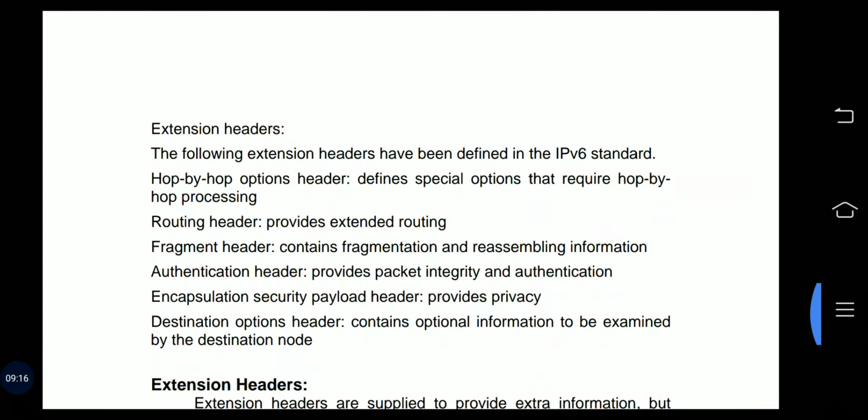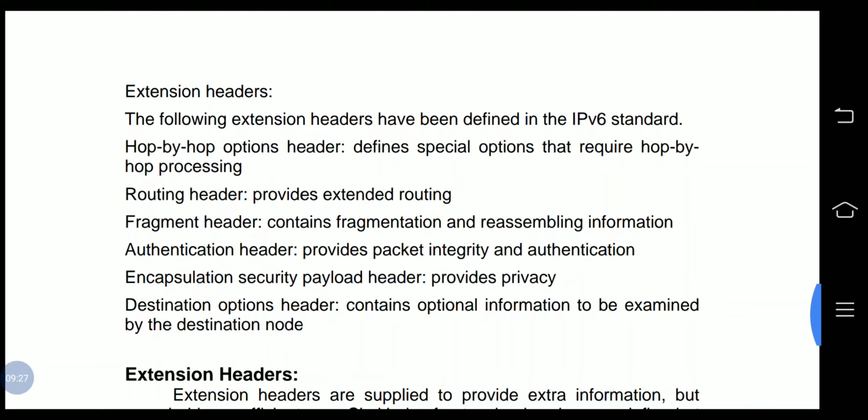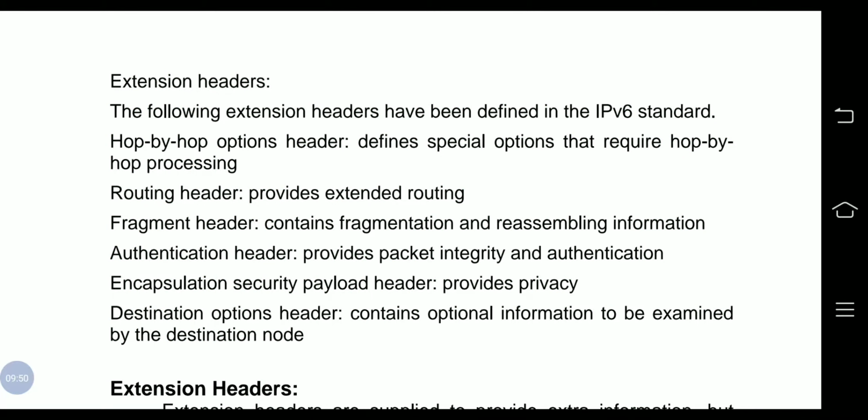So we'll look in detail at the extension headers. What are the extension headers? The following extension headers have been defined in the IPv6 standard. First is the hop by hop option header. It defines special options that require hop by hop processing. Hop means the next destination. For example, we discussed this in the traceroute command. If you trace the route up to a specific destination, it shows the hops through which you can reach the destination. That is hop by hop processing.